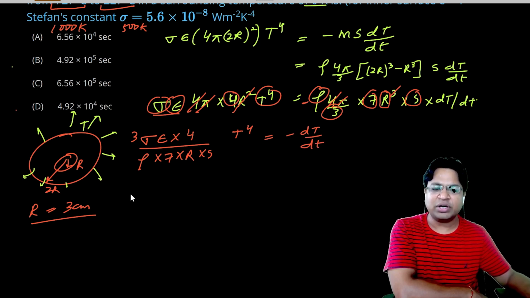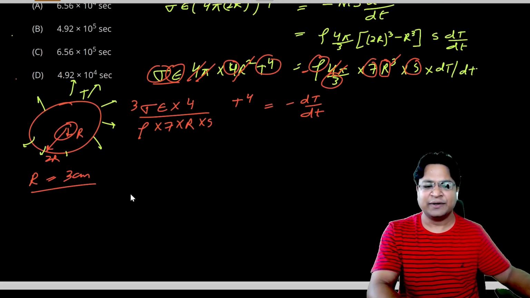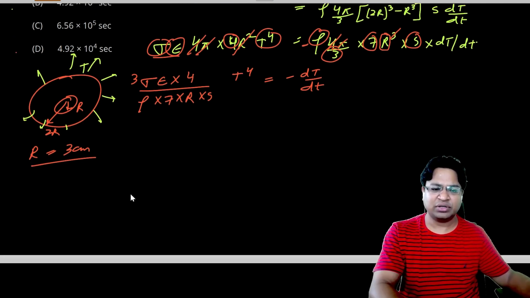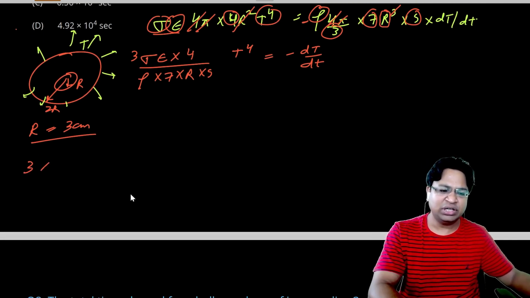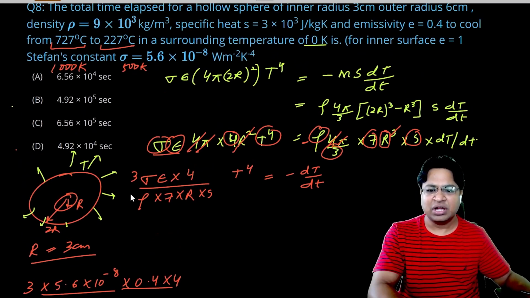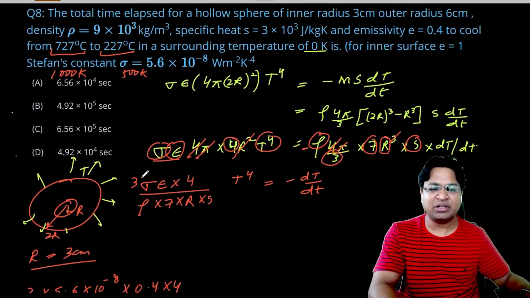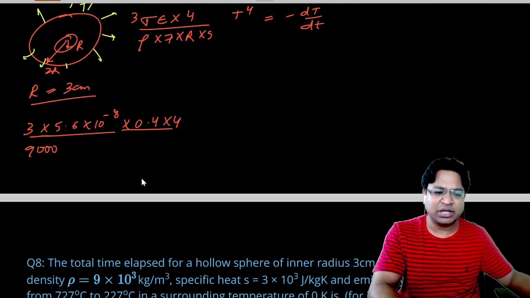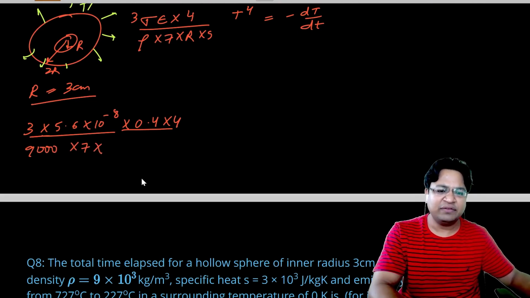So what I'll do, I'm going to calculate this value first. Let's do it here. We need some space. So 3 into sigma. Sigma was 5.6 into 10 raised to power minus 8, and epsilon was 0.4, and then we have another 4 present here. Divided by density. Density was 9,000. I'm substituting everything in SI units. And then we have a 7 here, and then we have r.